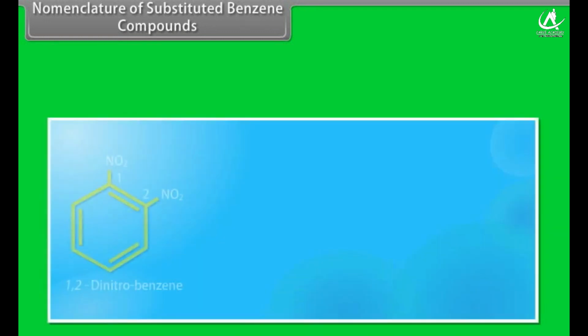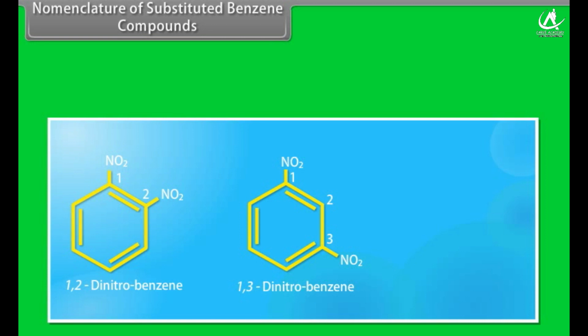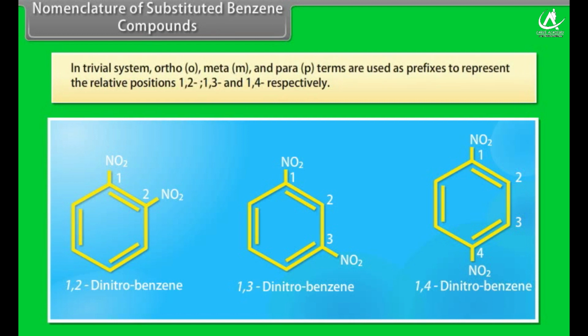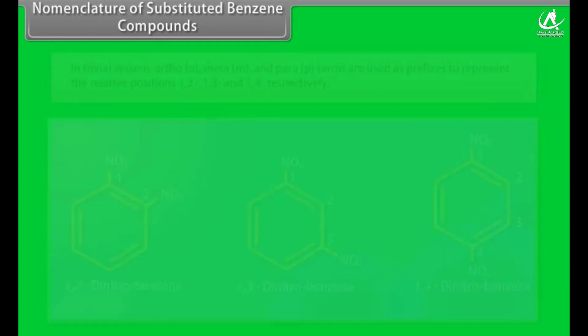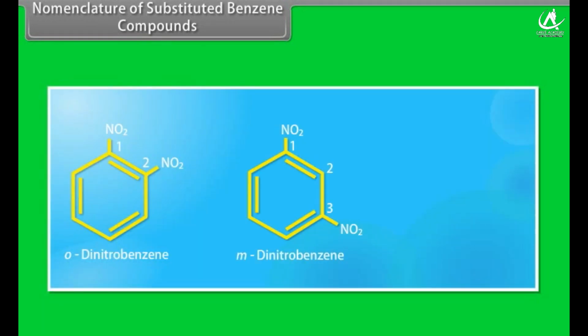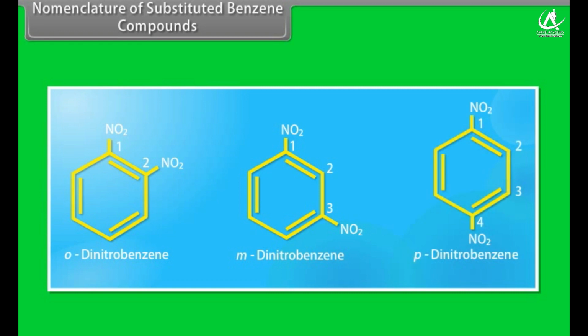For example, 1,2-dinitrobenzene, 1,3-dinitrobenzene, 1,4-dinitrobenzene. In the trivial system, ortho (o), meta (m), and para (p) terms are used as prefixes to represent the relative positions 1,2, 1,3, and 1,4 respectively. For example, ortho-dinitrobenzene, meta-dinitrobenzene, para-dinitrobenzene.